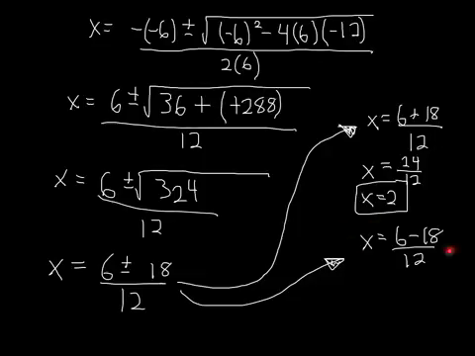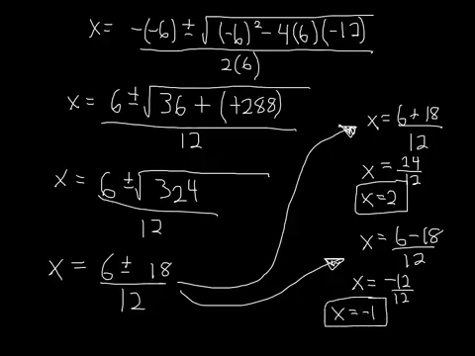But I also have another solution where I have x equals 6 minus 18. That's the second one down here. X equals 6 minus 18 divided by 12. So I have x is equal to 6 minus 18, which is negative 12, divided by 12. So I find x is equal to negative 1. And I found my two solutions for the quadratic formula. And this will work every single time.